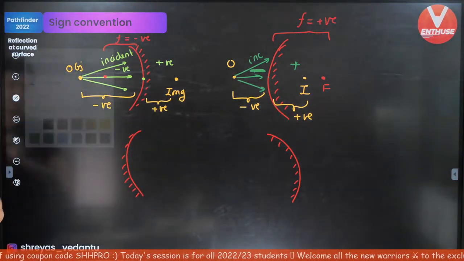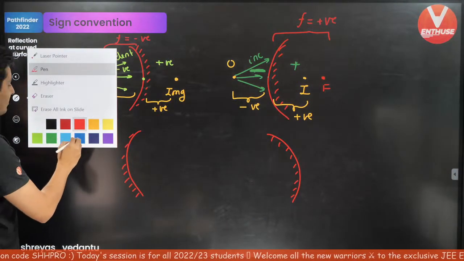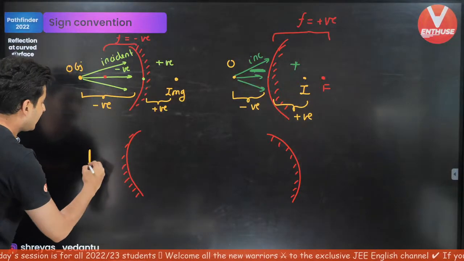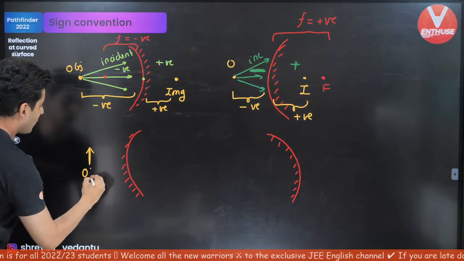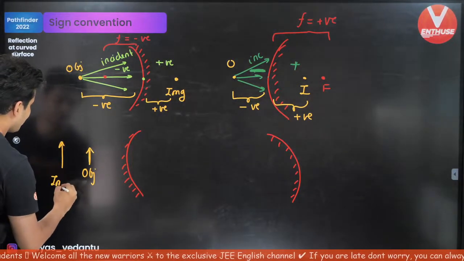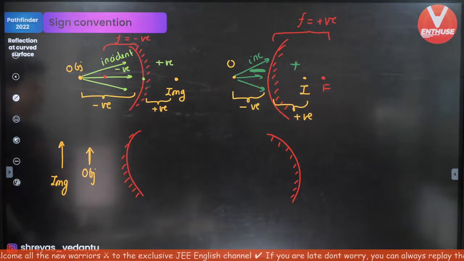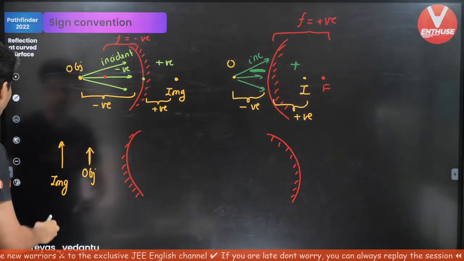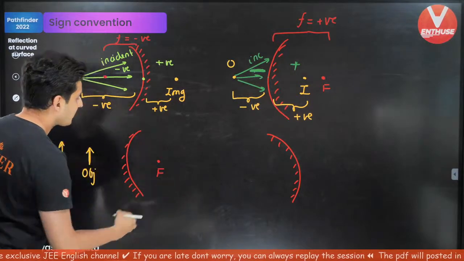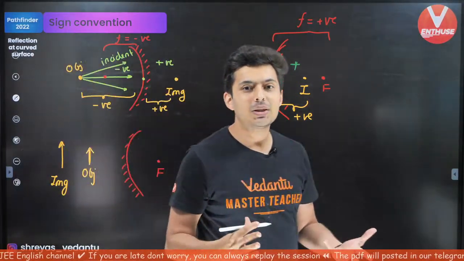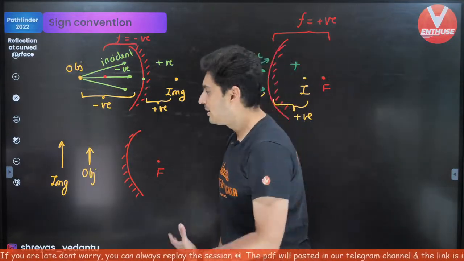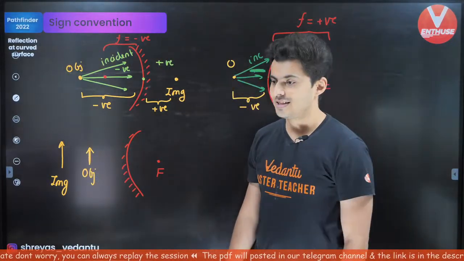Very good. Let's take up one more example so that I am sure that you guys have understood this. Let's say the object is over here. This is your object, and let's say the image is over here. Let's say this is the object, this is the image for a concave mirror. Now we all know that the focal point will be somewhere over here. Now in this case, what do you think will be the sign of object distance? What will be the sign of image distance?